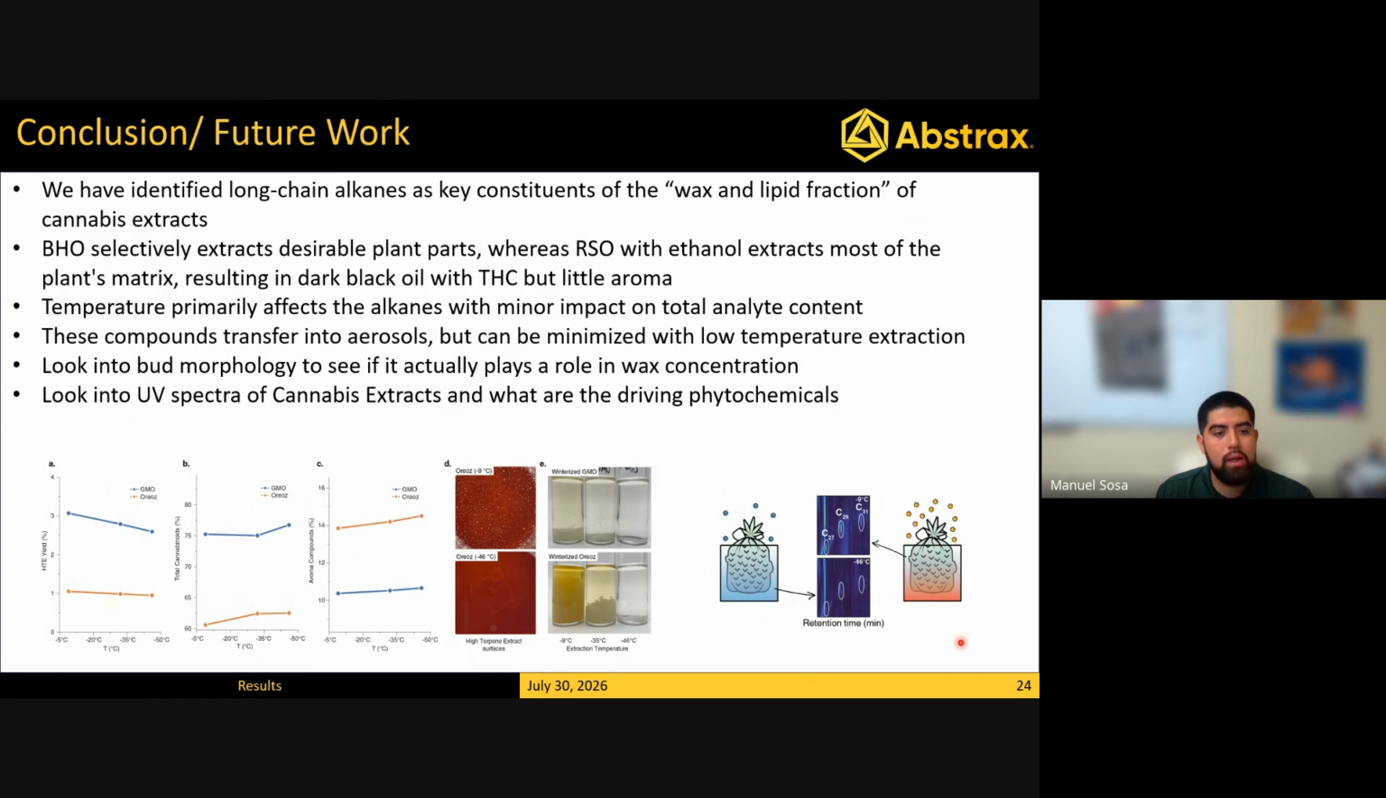And that's about it. Future work is for sure looking more into the toxicology studies of these alkanes ending up in the aerosol phase. They're naturally found in cannabis, but when you do a concentrate, you're concentrating everything. You're concentrating your terpenes, your cannabinoids, and you're concentrating these alkanes as well. So there is going to be a limit to how much can be ingested, right?